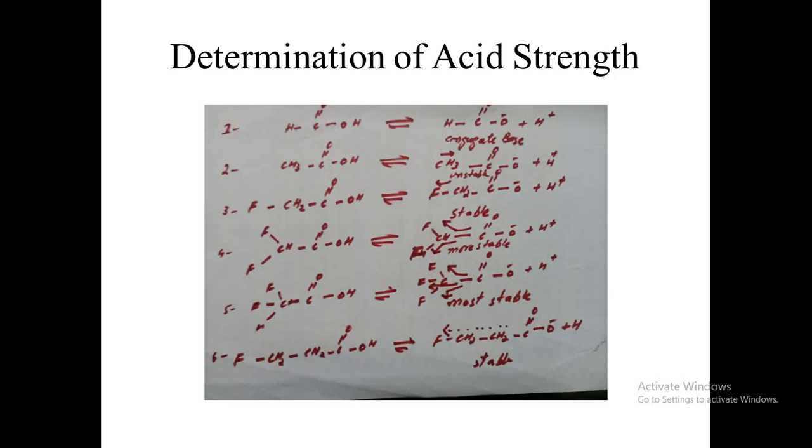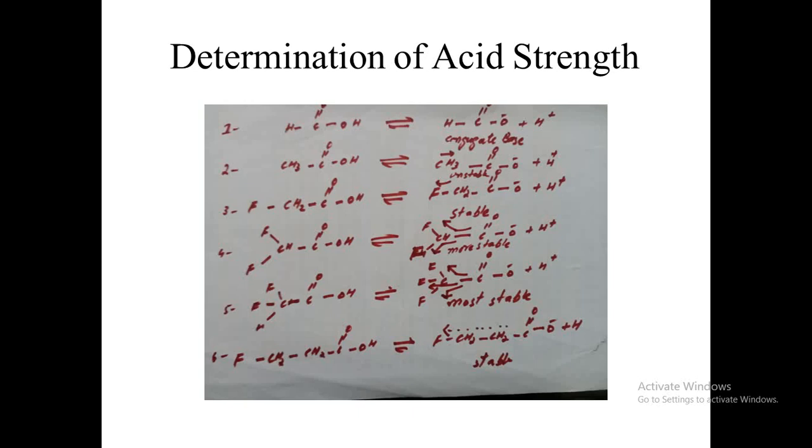The inductive effect minimizes with distance, while the resonance effect, which maybe you have studied before this topic or you will learn after this lecture, increases with distance. In example number 6, there is a fluorine atom, but it has two carbon atoms in between the carboxylate ion and fluorine. So when there is an increment in distance, the inductive effect will be reduced. That's why I have mentioned at the end of this equation that this conjugate base is stable.